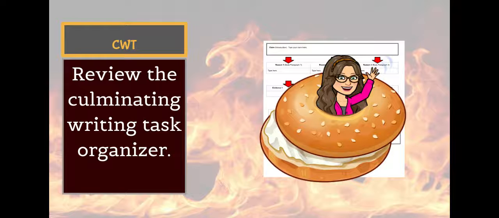Now you're going to review the culminating writing task organizer. As you do, I want you to realize and understand the following. The claim should include the theme you choose and the element or device Bradbury uses to develop the theme. Reason 1 and Reason 2 should explain how Bradbury uses the element or device to develop that theme.